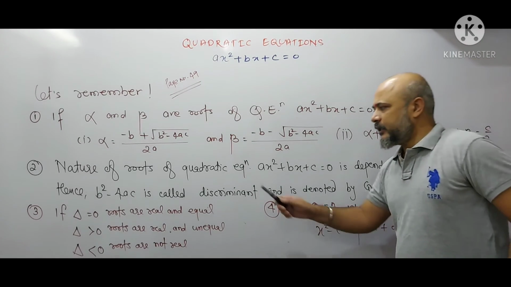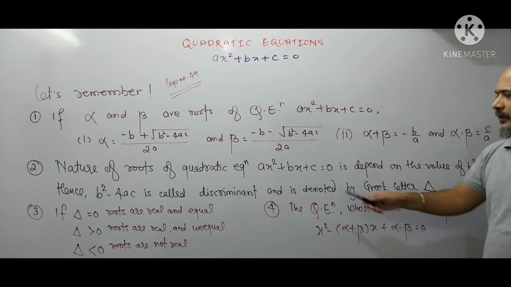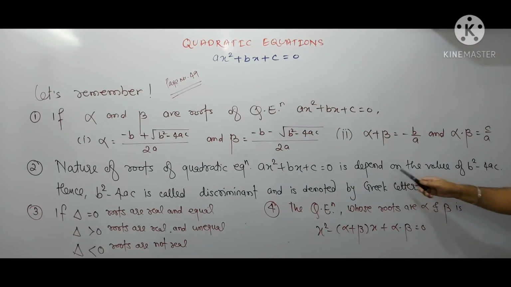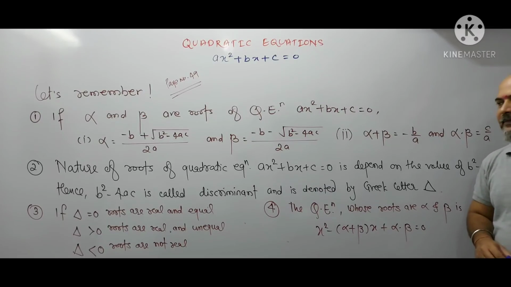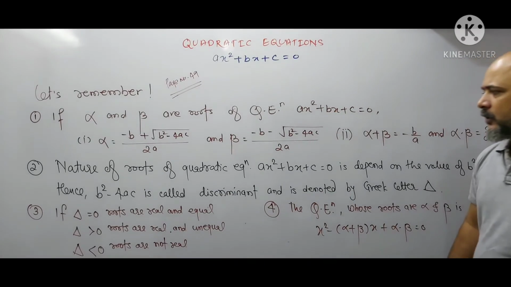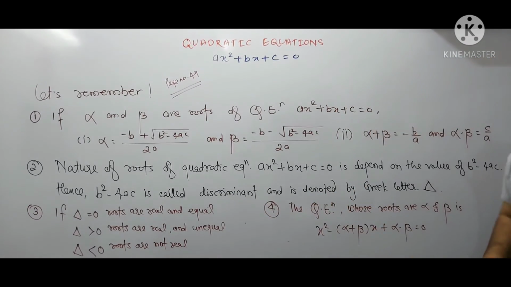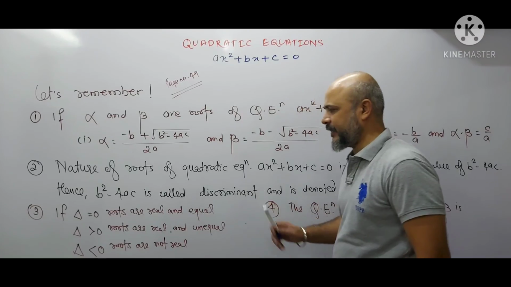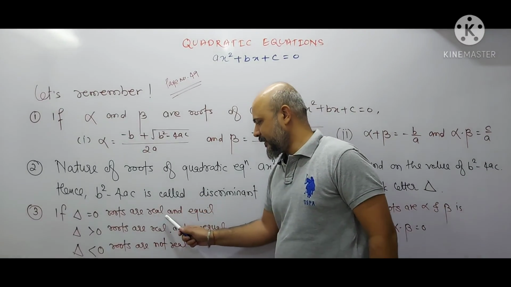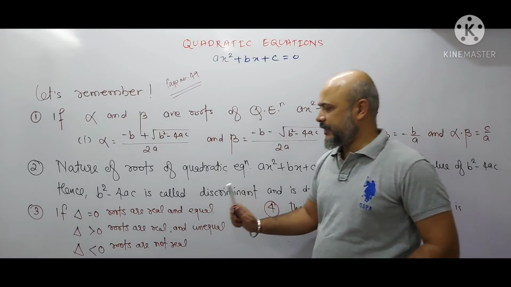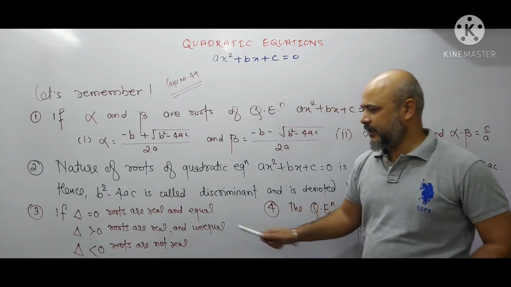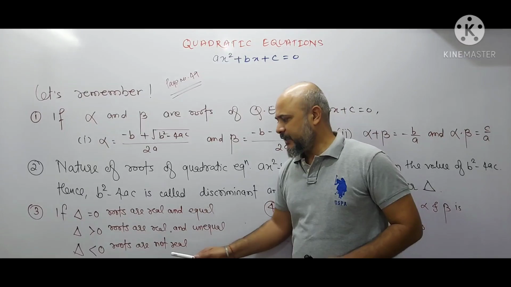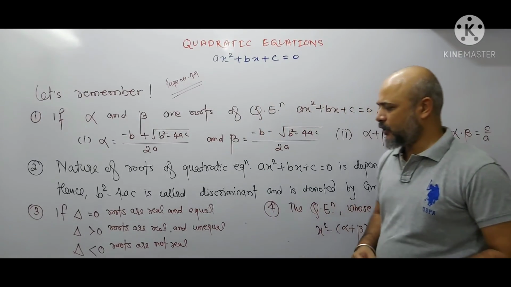Now second point, the nature of the roots of the quadratic equation ax square plus bx plus c is equal to 0 depends on the value of the discriminant, that is b square minus 4ac. Hence b square minus 4ac is called the discriminant and is denoted by the Greek letter delta. Third thing, if delta is 0, roots are real and equal. If delta is greater than 0, roots are real and unequal. If the value of delta is less than 0, roots are not real.